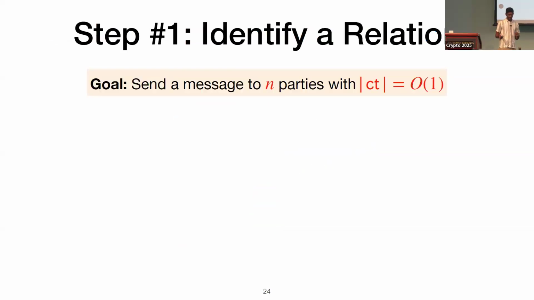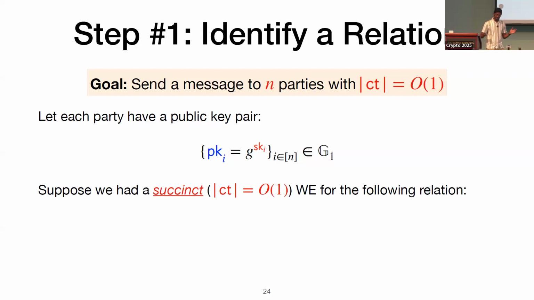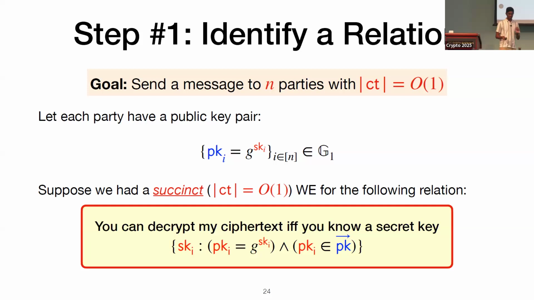Okay? So good. Let's try to identify a natural relation which would be sufficient for us to build this application. Let's say everybody has a public key pair, which is just like an ElGamal key pair. And suppose we had a succinct witness encryption for the following relation, okay? You can decrypt my ciphertext if you know a secret key which corresponds to a public key, and this public key is in this list of vectors that I specify, okay? So I've hopefully convinced you that this is sufficient to get the application.